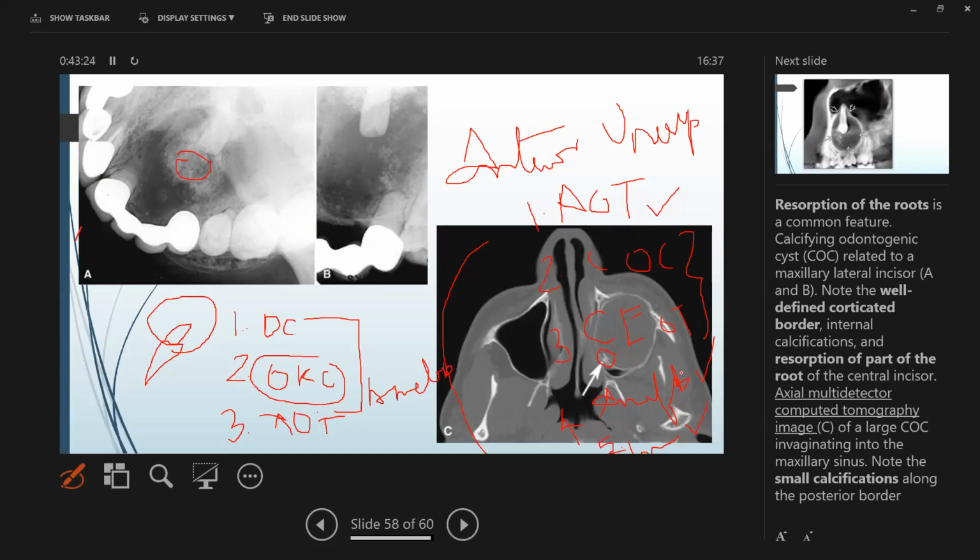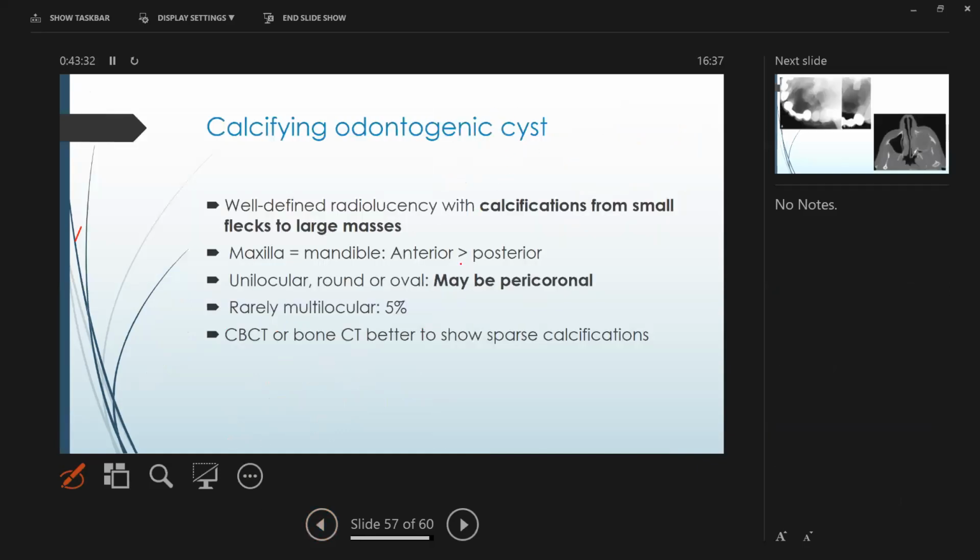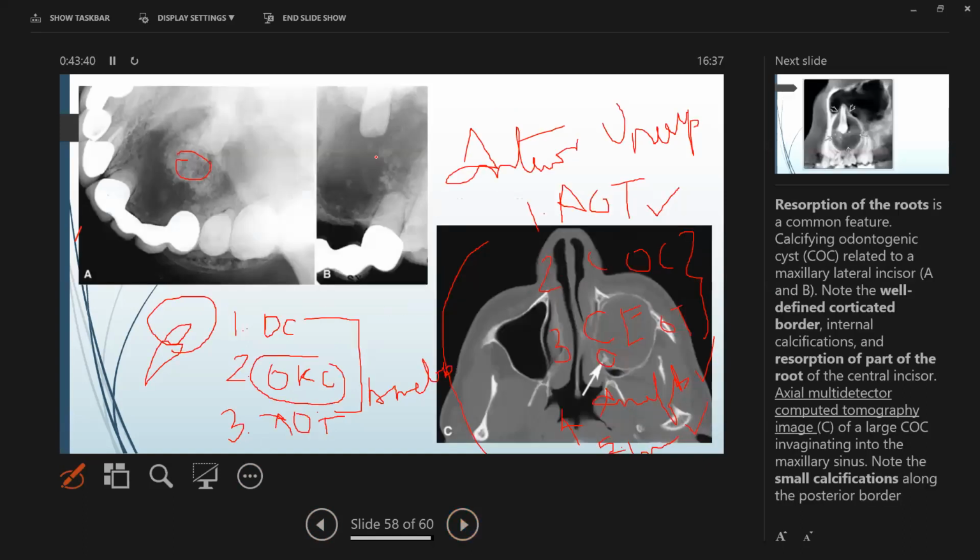This also gives rise to calcifications. Then you can come to these two. But this is more common in COC. The calcifying odontogenic cyst is more common in the second or third decade of life, but not in younger individuals. And COC is also associated mostly with odontomas or some kind of hamartomas.